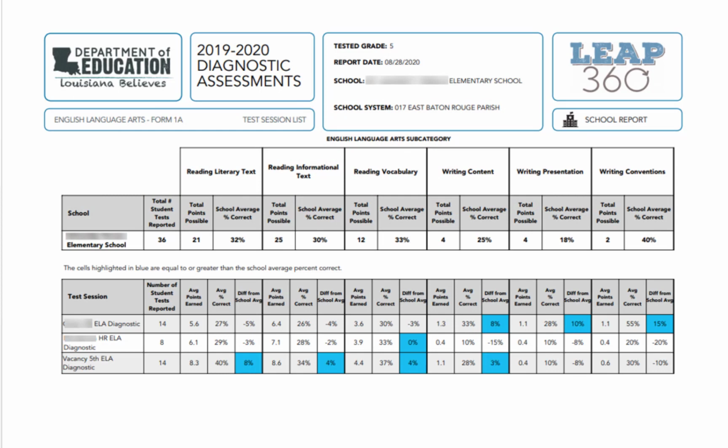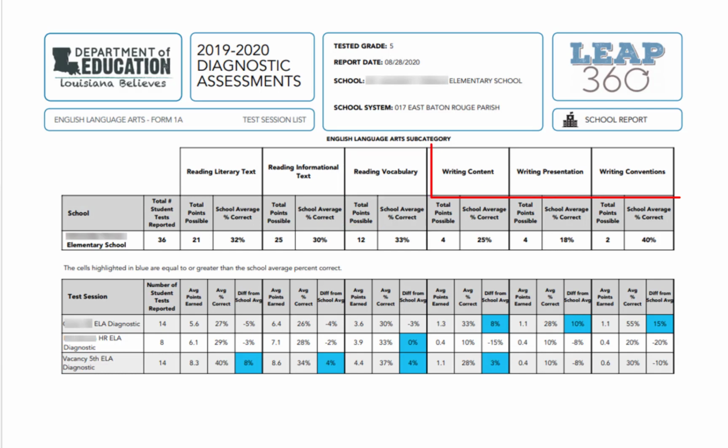And then for reading literary text, notice it breaks that part down into total points possible. There are 21 possible. And of those, for the 36 students that have data, the average score on reading literary text is 32%. Then you look at reading informational text. The total points for that was 25, and the average score was 30%. Then you look at reading vocabulary. The total points is 12, and the school average is 33%.